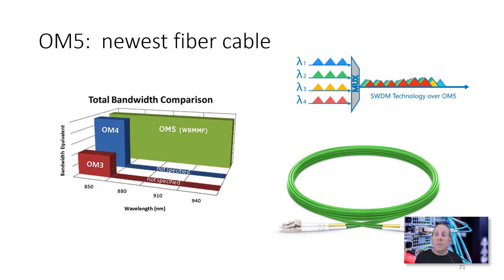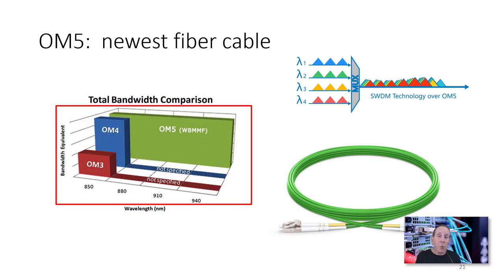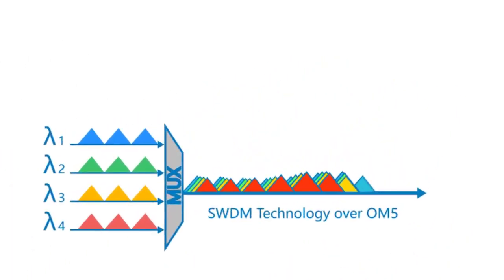Now, OM5 is the latest generation of fiber optic cable, and the idea here was that we were going to transmit a lot more data across this cable. You can see the picture. I've got 4 colors of light, and what we would do is take, say, 4 channels of 10 gig, and each channel of 10 gig Ethernet we would convert into a different color, indicated like blue, green, yellow, and red, and then multiplex that into a single color and send it down the wire.